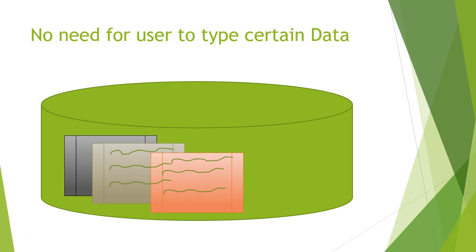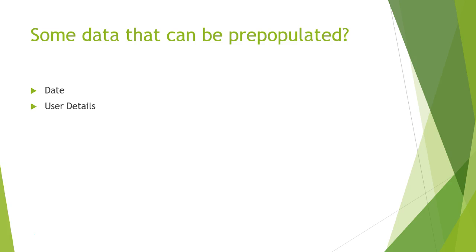Whenever you design a form, make sure you have the least number of form controls and some of the data the user need not type. For a very long time in SharePoint, even with InfoPath forms, it has been a practice to display the username by default. We use some code and we display the username. Some of the data which can be pre-populated, some examples are the date, displaying the current date, or getting the username or the user picture.